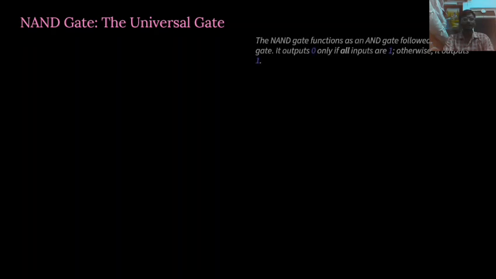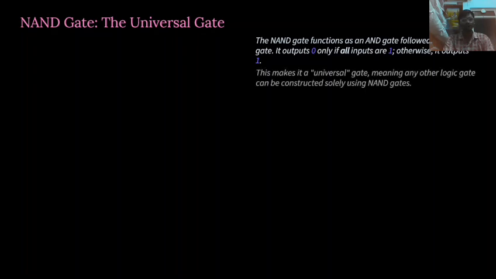NAND gate, the universal gate. Universal gates are of two types, NAND gate and NOR gate. The NAND gate functions as an AND gate followed by a NOT gate. It outputs 0 when all inputs are 1, otherwise its output is 1. This makes it a universal gate, meaning any other logic gates can be constructed using only NAND gates. We can construct different types of gates by using the universal gates, NAND and NOR.